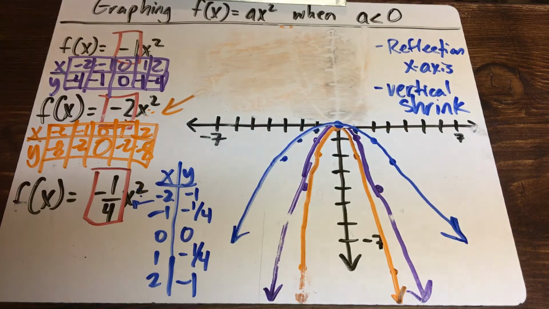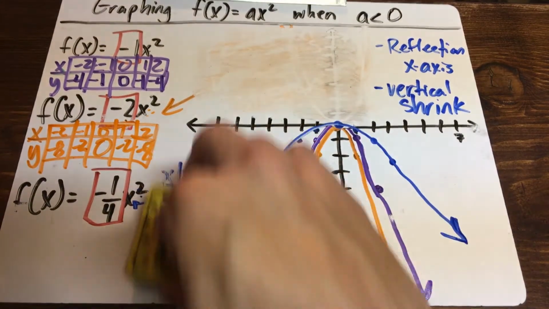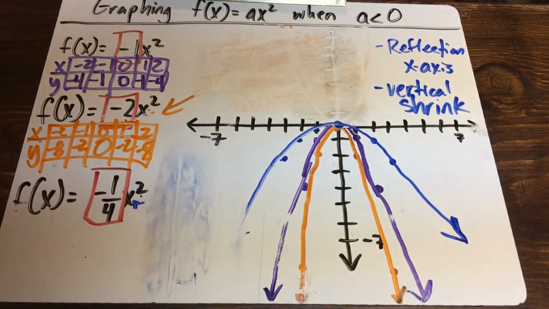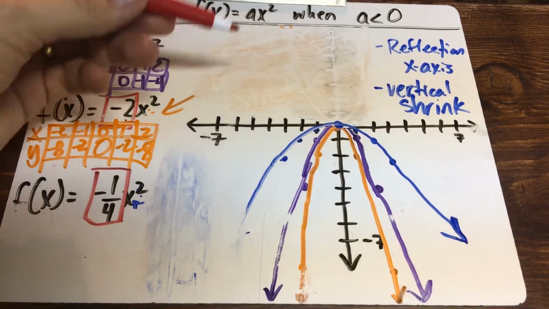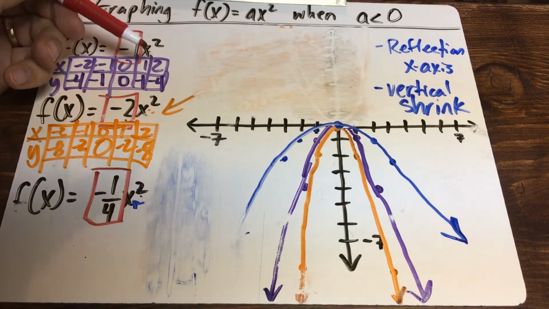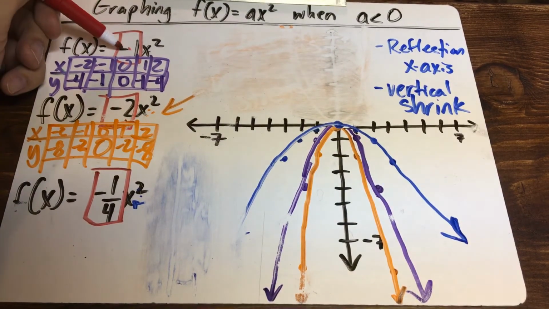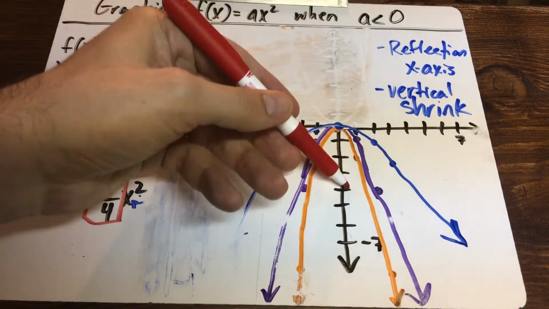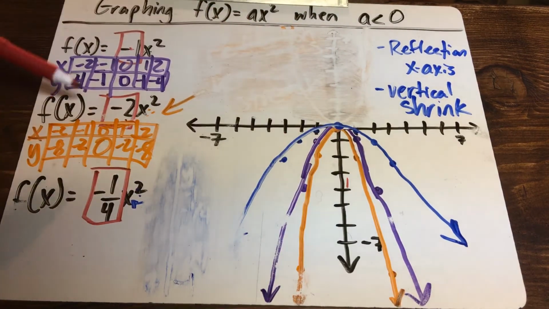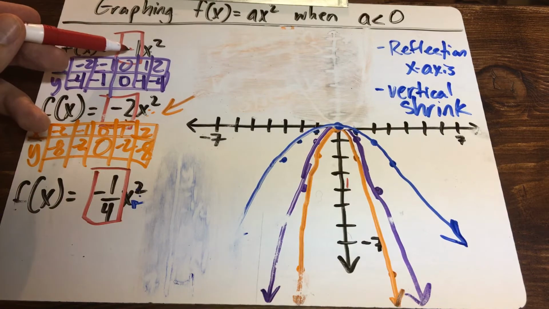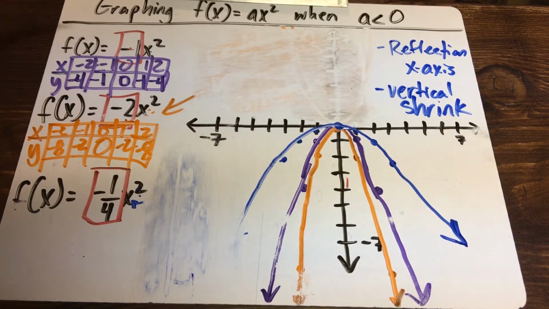Okay? And that's what I kind of thought it was going to look like. Once again, what it all comes down to, guys, is looking at this letter A. What is right in front of the x squared? What is the x squared being multiplied by? If it's negative 1, it's just going to be a perfect reflection of the original one. That's my purple. If it's a number, it has an absolute value bigger than 1, right?